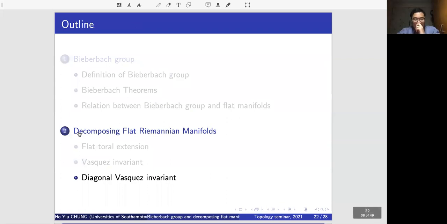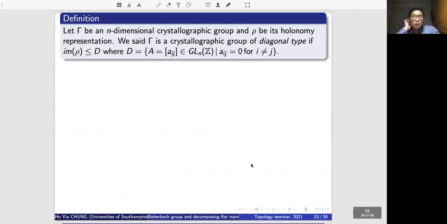All right, and then we move on to things that I have worked on in the past one or two years, the diagonal Vasquez invariants. First, let me introduce what a diagonal type is. Let gamma be an n-dimensional crystallographic group and rho be the holonomic representation. Then we say that gamma is a crystallographic group of diagonal type if the image of the representation consists of diagonal matrices.